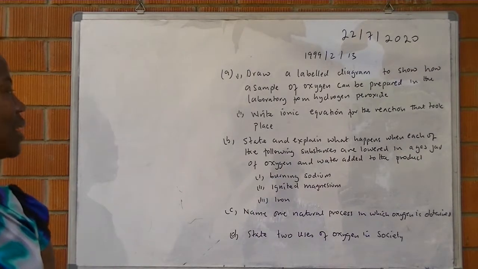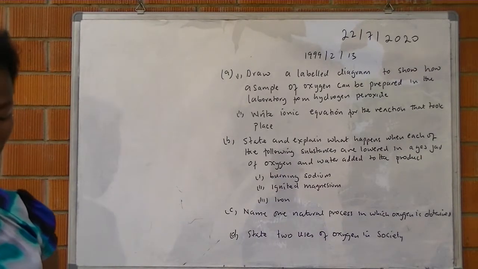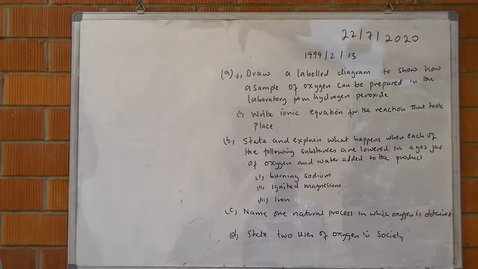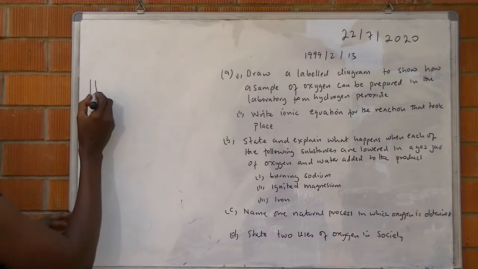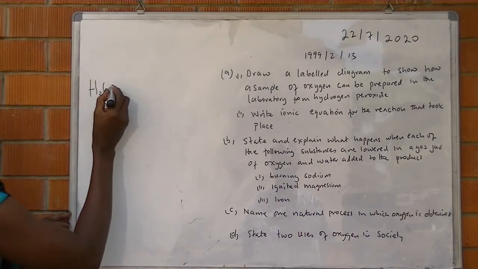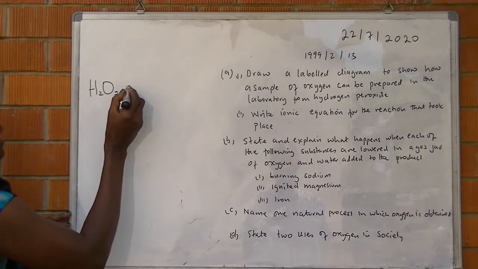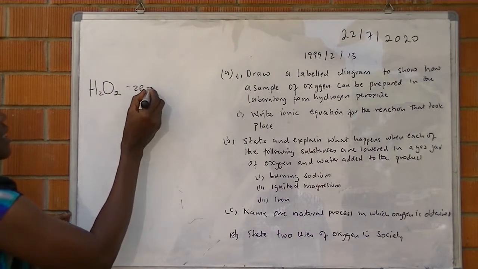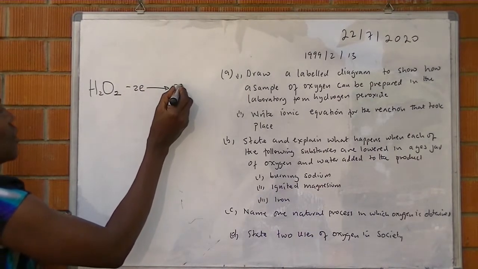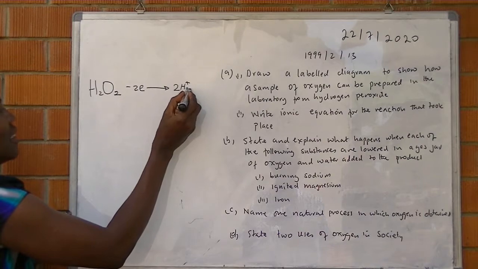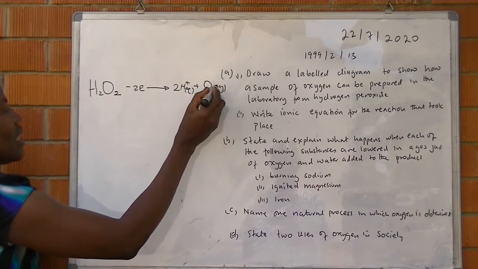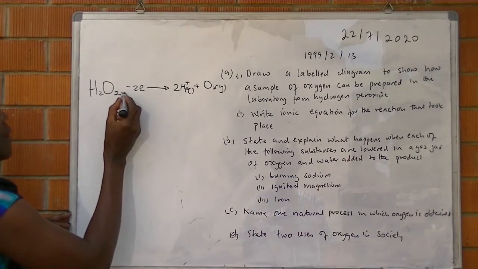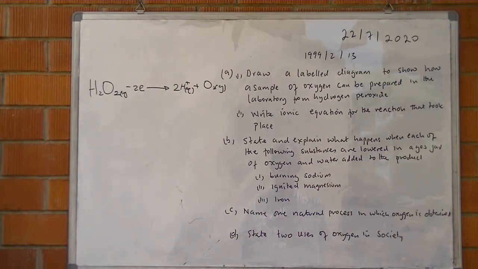Write ionic equation for the reaction that took place. Hydrogen peroxide minus 2 electrons to give us 2 hydrogen ions plus oxygen gas. So that is the ionic equation.